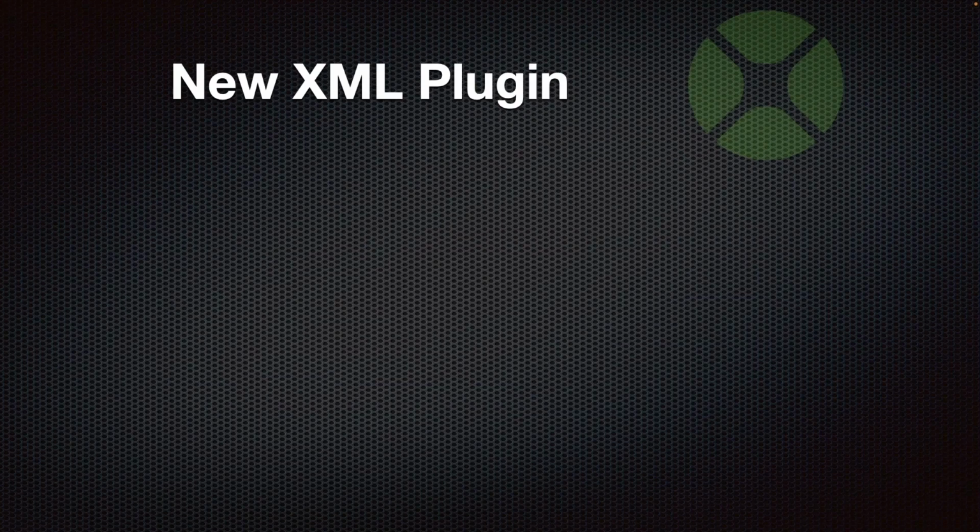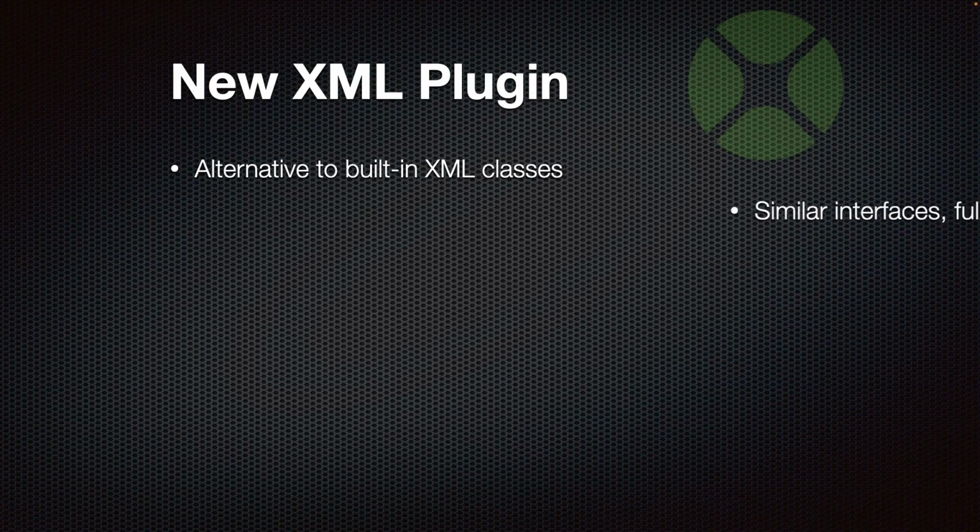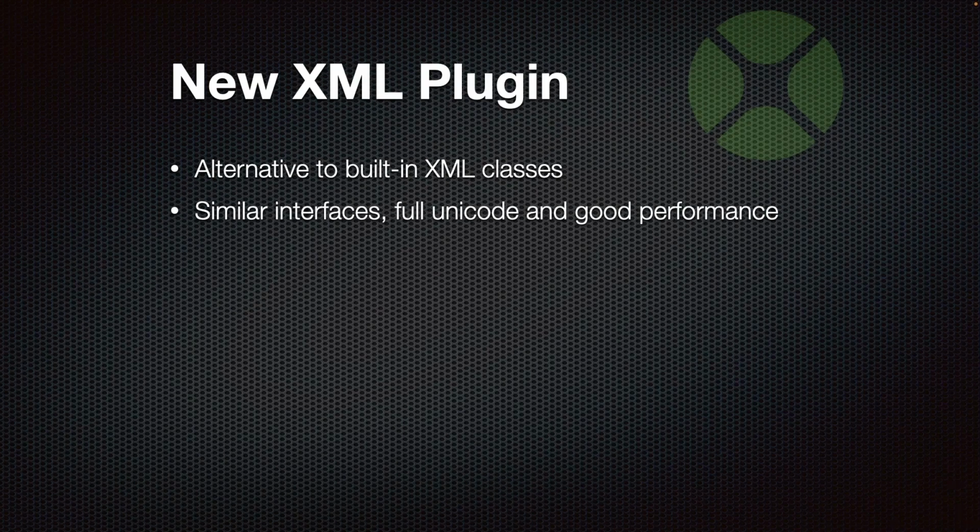Then I recently started a new XML plugin. You know, Xojo has XML built in, but some people have different needs, so I started to build an alternative. It has a similar interface, of course, well, it's XML. It has child nodes, siblings, parent nodes, and nodes have texts and attributes. We have Unicode support, and the performance is quite good so far.